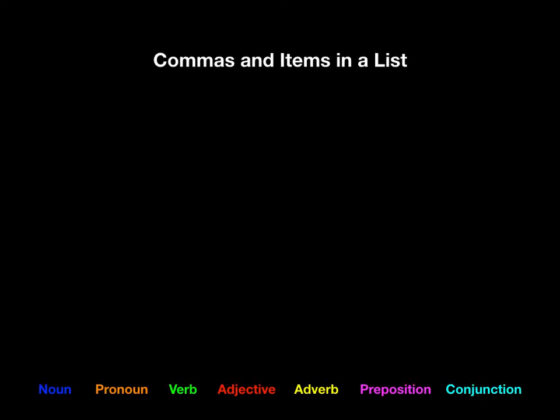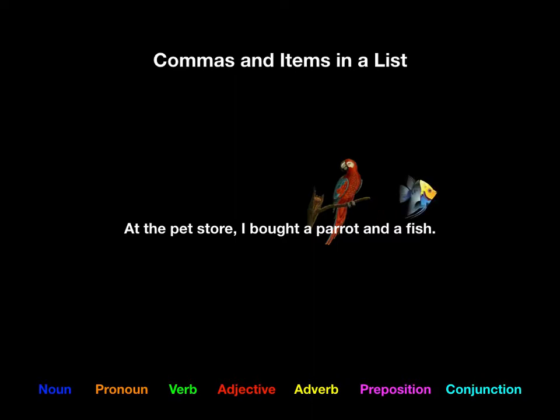Consider the following example. At the pet store, I bought a parrot and a fish. Within this sentence, we have a list of items. We have a parrot as well as a fish. When we have two or fewer items, we do not need to insert commas. However, if we have more than two items, we will.